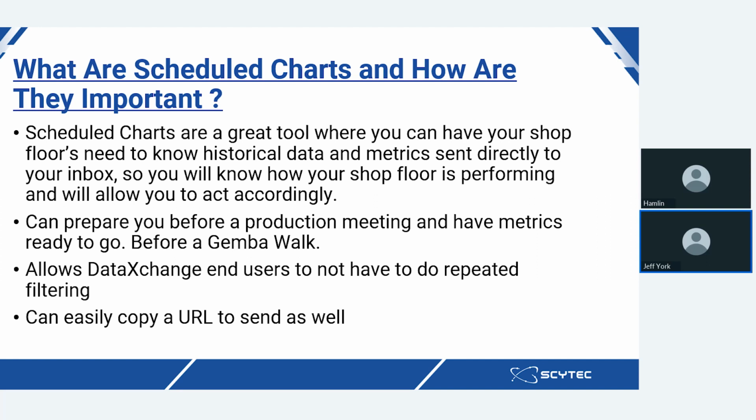Scheduled charts are a great tool where you can have your shop floor's historical data and metrics sent directly to your inbox. So you will know how your shop floor is performing and it will allow you to act accordingly. So let's say, for example, that you get to your job site at 7:30 every morning and you have a production meeting about the day prior at 8.